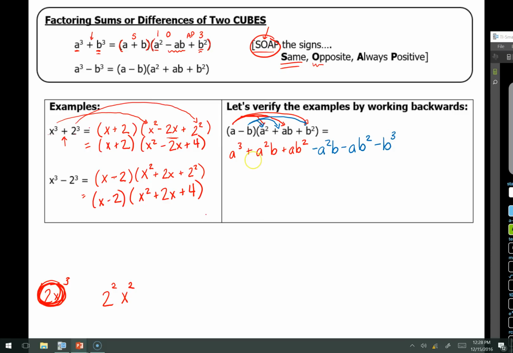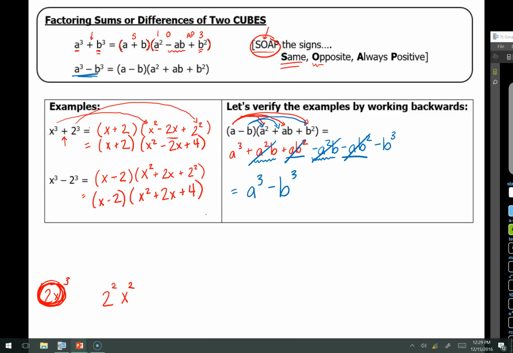All right, so I know this looks kind of ugly, but look at the middle terms in this expression. Do you see this a squared times b, and also this minus a squared times b? Those are going to disappear. Look at this one, a times b squared minus a times b squared. When you combine these like terms, they equal 0. So that leaves us with a to the third minus b to the third. And that was the original problem up here that we used this pattern with.